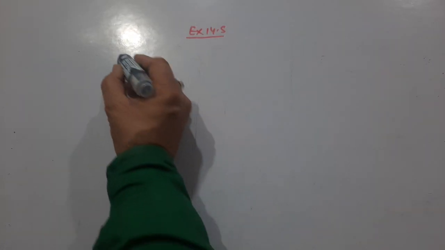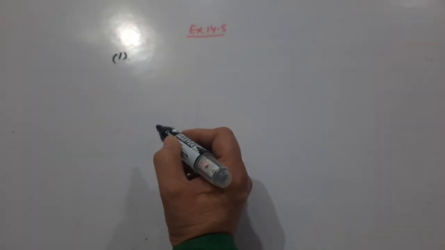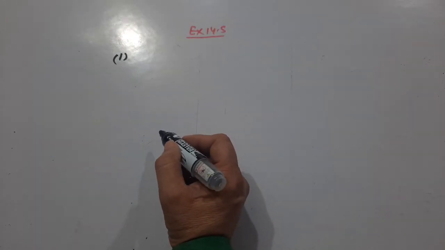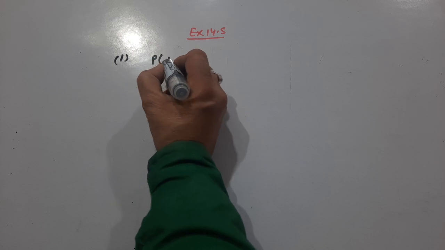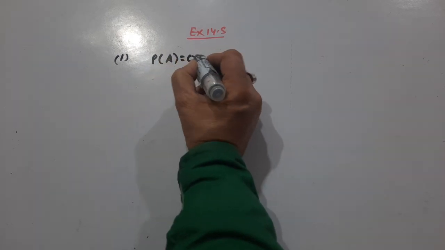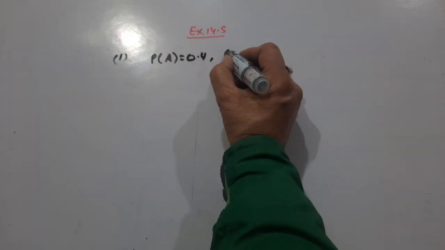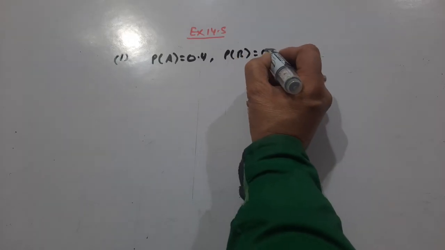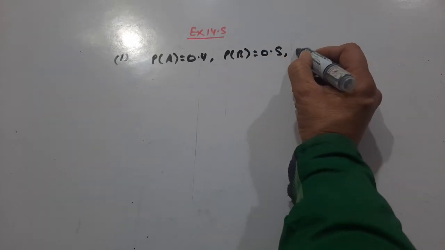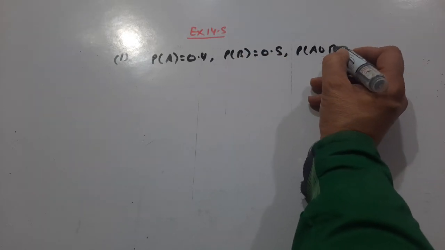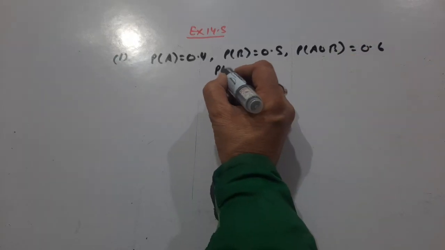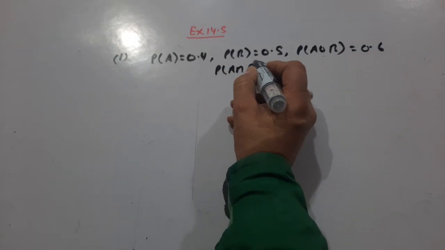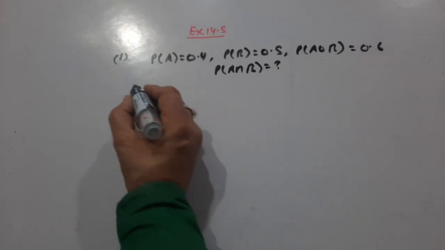Now very first question, students: A and B are the events in a sample space S such that P of A is 0.4, P of B is 0.5, and P of A union B is equal to 0.6. So find out P of A intersection B. This is to be found out.